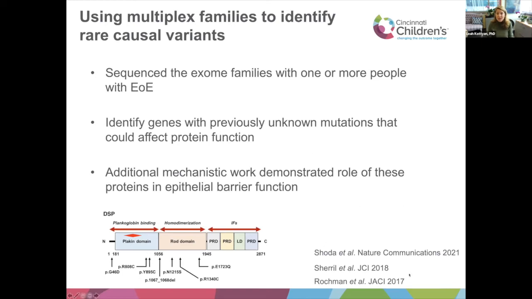In a beautiful set of papers from 2017 through 2021, Tetsuo Shoda and Mark Rothenberg, and I was lucky to be able to collaborate a little bit, have found that there are such mutations in proteins. For example, these are in DSP, which is a protein that's really important for holding epithelial cells together in the esophagus. And by understanding the role of DSP in holding those epithelial cells together, it gives us some more clues about what mechanistically, what biologically might be driving disease in some people.